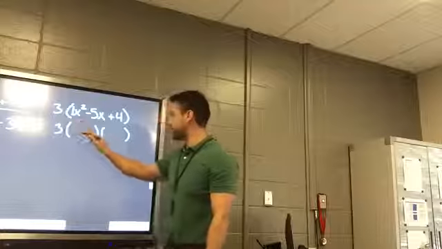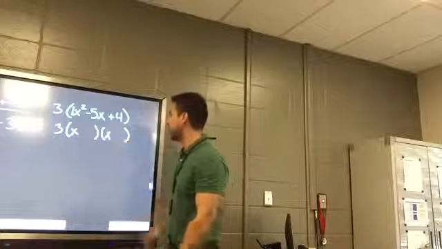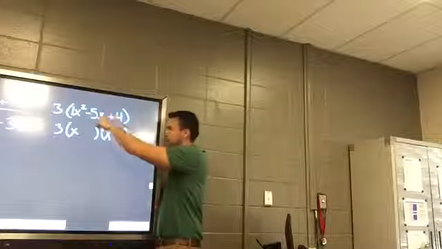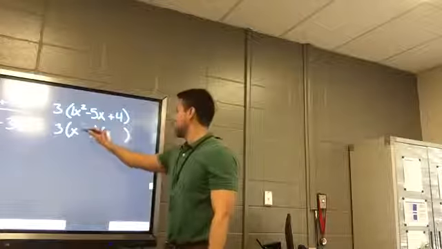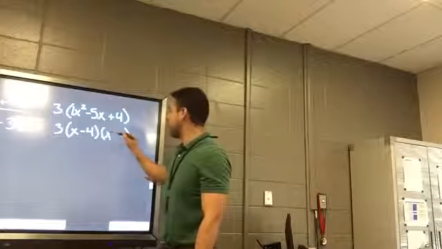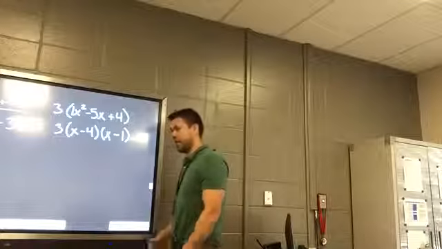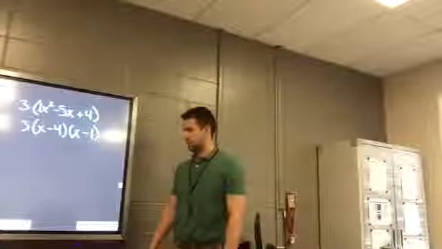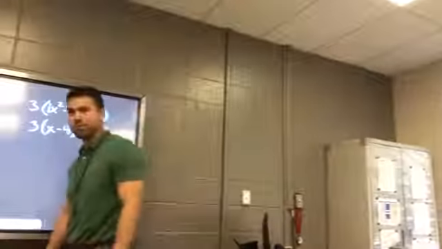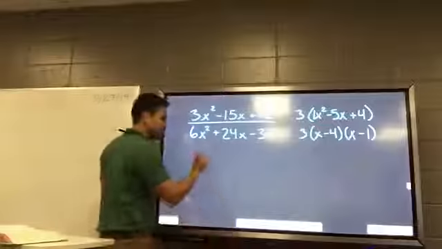So the 3 is still out there. I got an x in the first spot. What two numbers multiply to get me 4 and add up to be negative 5? Negative 4, negative 1. Yep, negative 4, negative 1. That's my numerator. Is it factored completely? Yes. This is what you did this morning.